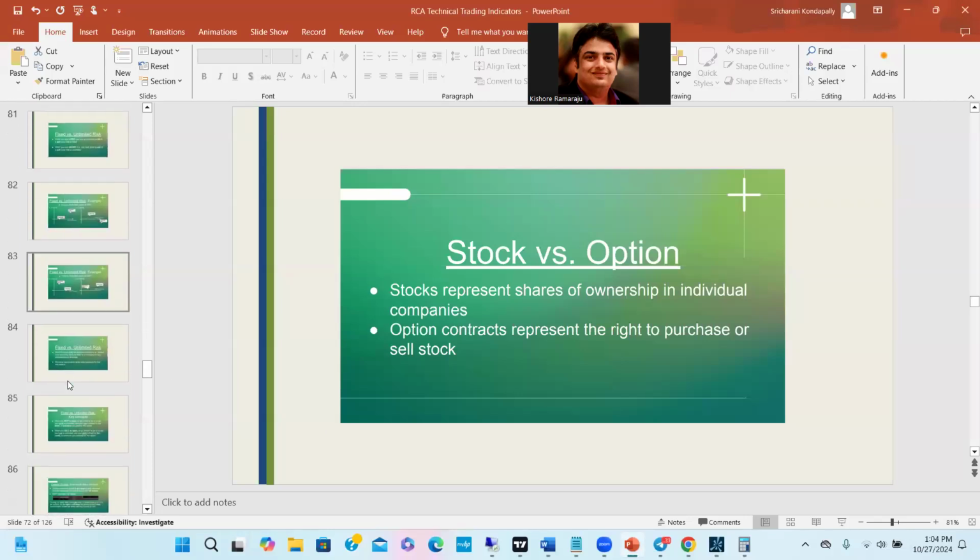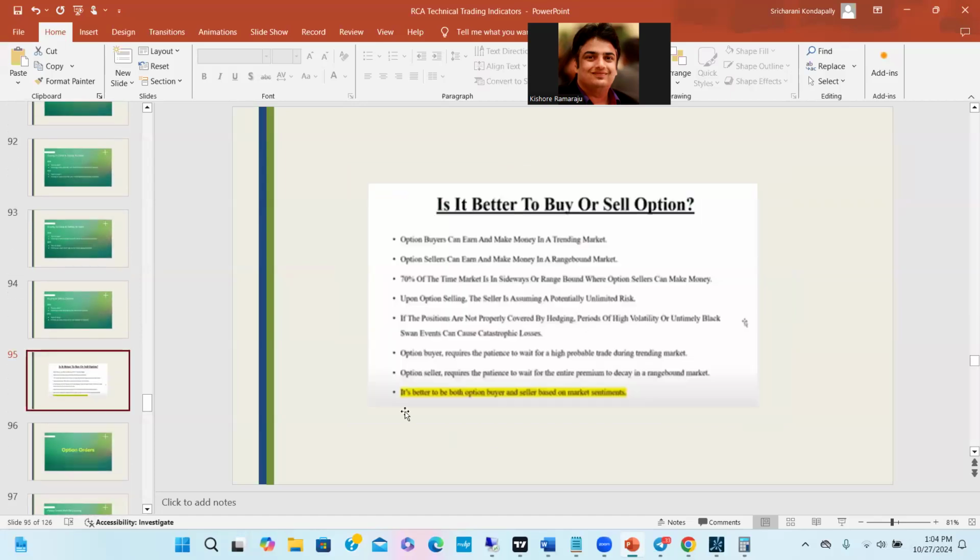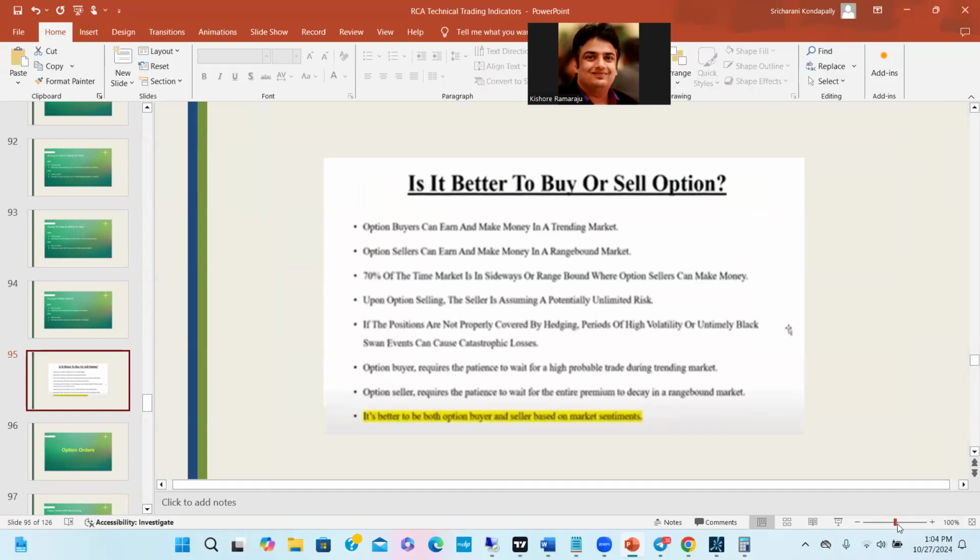So basically, instead of going through slides, I explain using different examples, right? 70% of the time, the market is sideways. Option buyers can make money in a trending market. Sellers can make money in a range-bound market. 70% of the time the market is sideways or range bound, where option sellers can make money. But if you just sell, you have unlimited risk. That's why it is better to do both option buying and selling based on the market sentiment.